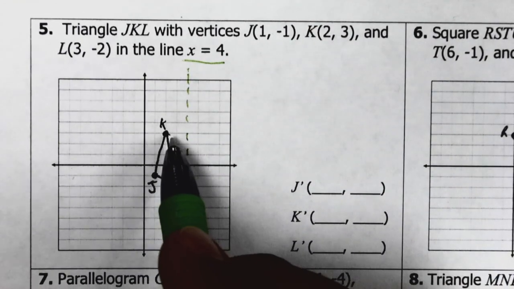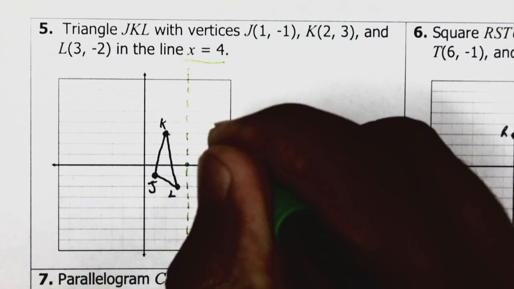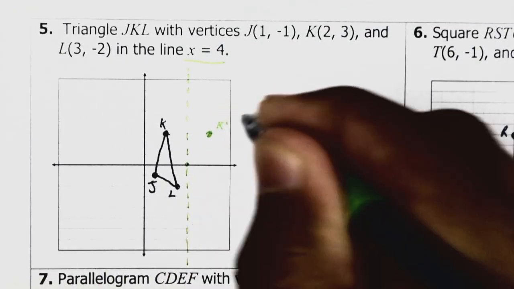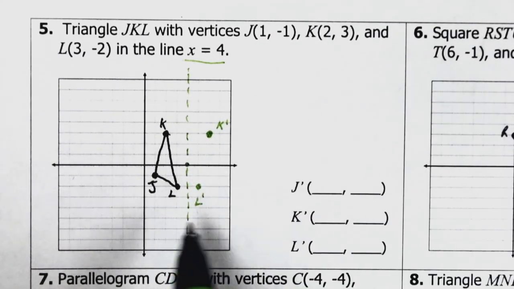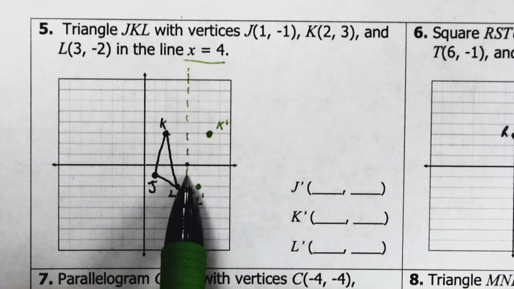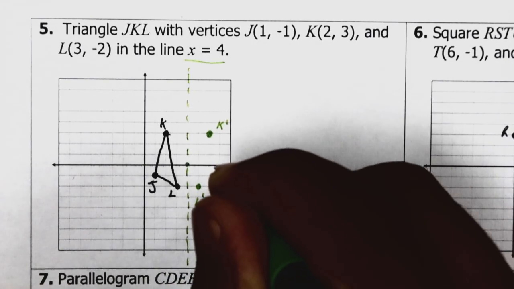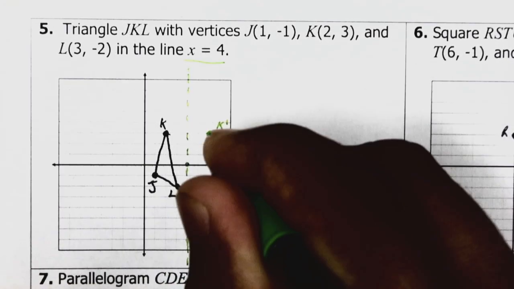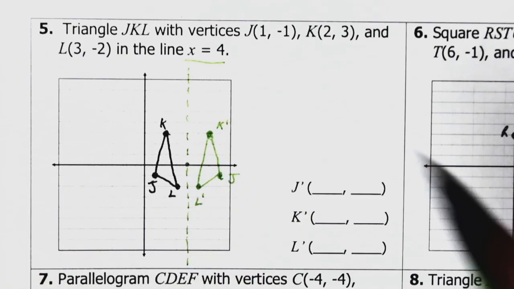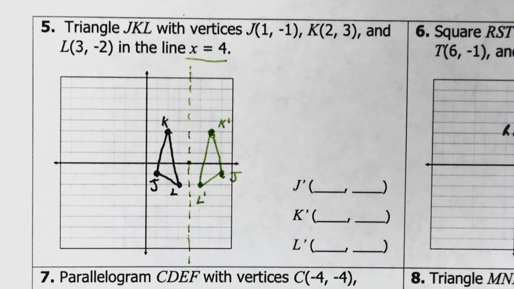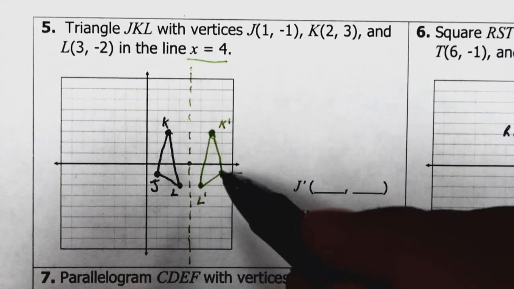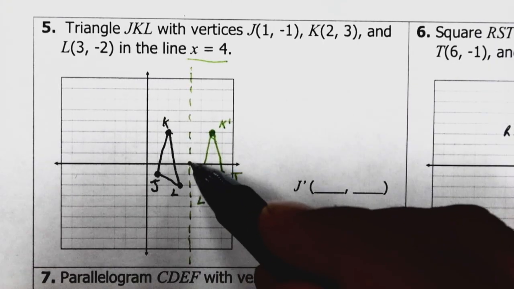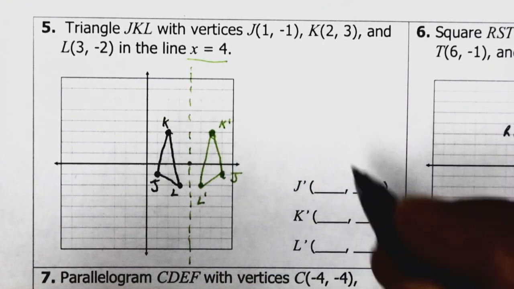So it doesn't matter which one you want to start with. If you want to do K, it is 2 units, so 2 units this way. Here's K prime. L is 1 unit, so over here this is L prime, and J is 1, 2, 3 units. So here is J prime. And there is your reflection over x equals 4. So then once you're done, all you have to do is just get those coordinates. So K prime is at 6, 3.